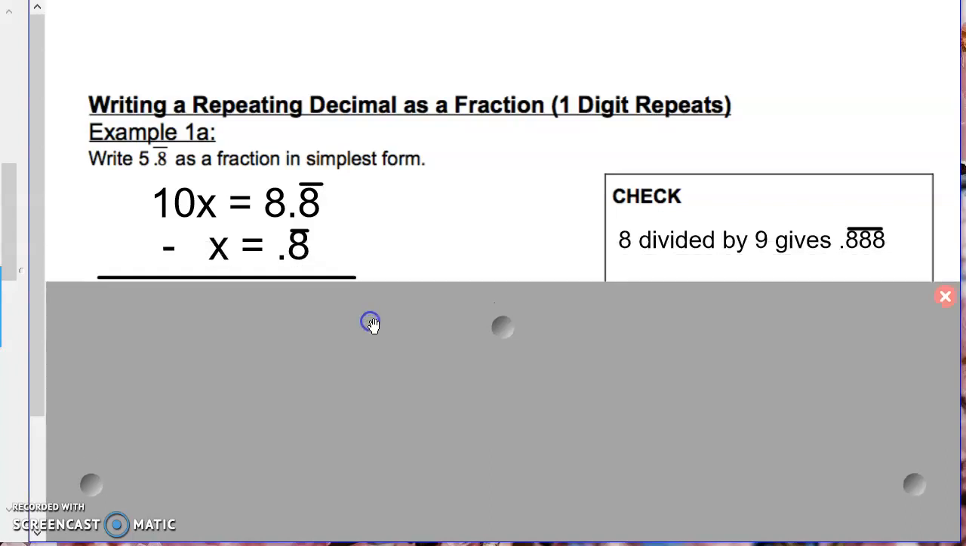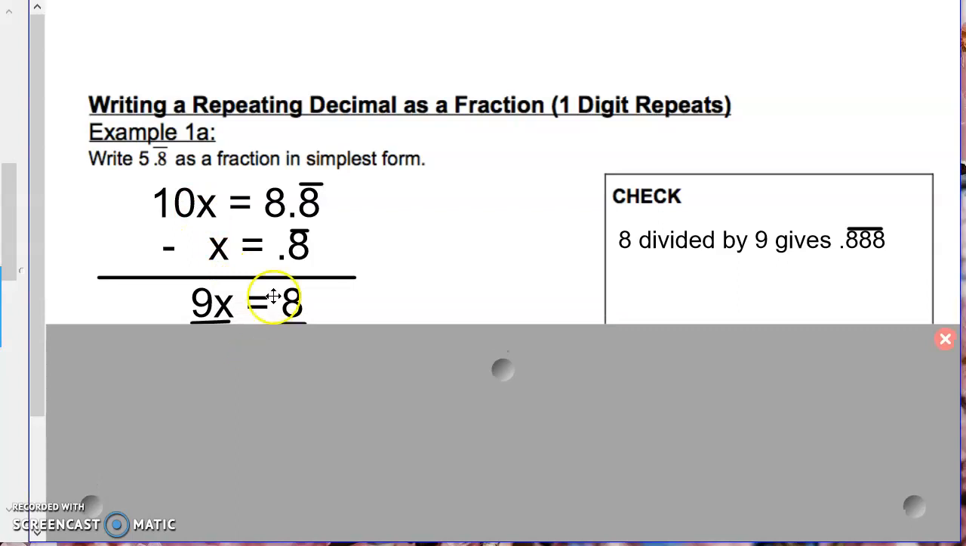Then I subtract the repeating part on both sides. So I'm going to subtract an x here and subtract 0.8 repeating on this side. Now 10x minus 1x leaves me with 9x. 8.8 repeating, and I subtract away the 0.8 repeating part, and that just leaves me with 8. So I have 9x equals 8.